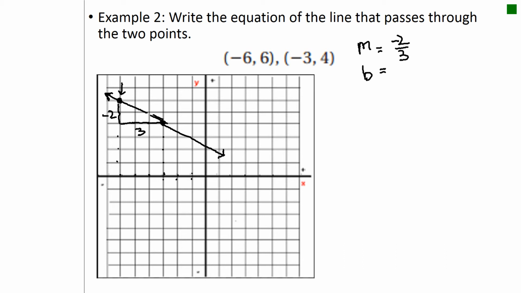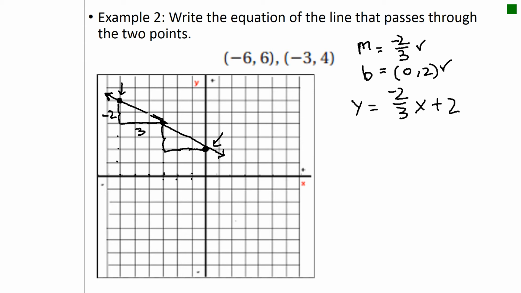The intercept was extended all the way down to about right here. I didn't draw it perfectly, but if I checked with my slope again, -2 over 3, we can see that that's the point I'm looking for. And that point is the point 0, 2. So I've got my slope and I've got my intercept. Here we go. Y equals slope times x, that's the rate, plus the intercept.